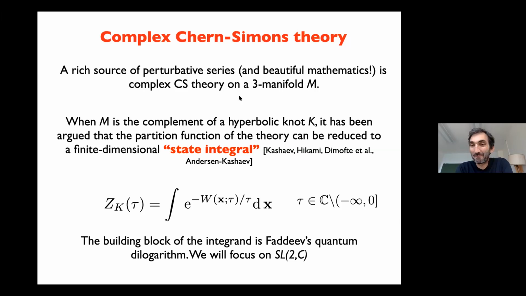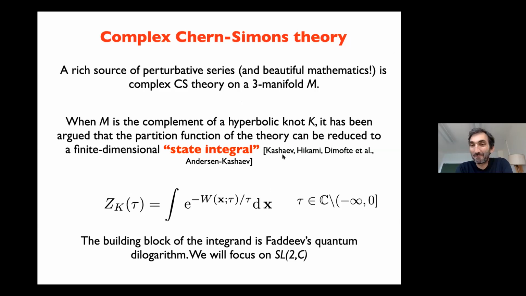So I'm going to consider complex Chern-Simons theory on a 3-manifold M, but more precisely, I will restrict myself to the case in which M is the complement of a hyperbolic knot. The reason is that in this case, one has a very simple model for the partition function of complex Chern-Simons theory in terms of a finite dimensional integral. So you can reduce the path integral of complex Chern-Simons theory to a finite dimensional integral. This is something that happens sometimes, especially in topological or supersymmetric theories. And in this case, this state integral can actually be written down in a very explicit form.